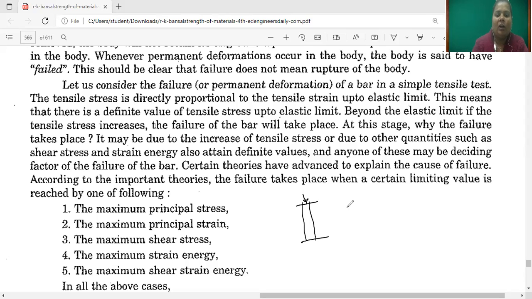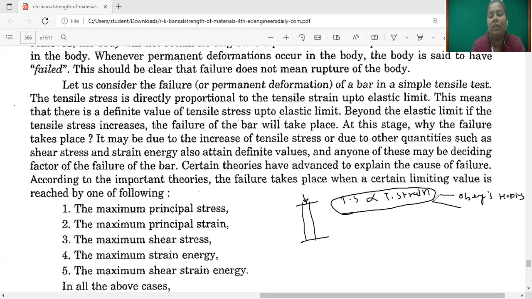So already you know that, suppose the particular bar obeys Hooke's law. At that time, tensile stress is directly proportional to tensile strain. Hooke's law states that within elastic limit, stress is directly proportional to strain. But this is valid only up to elastic limit.